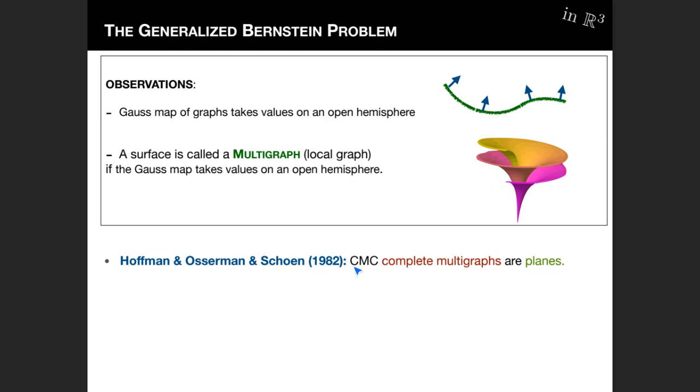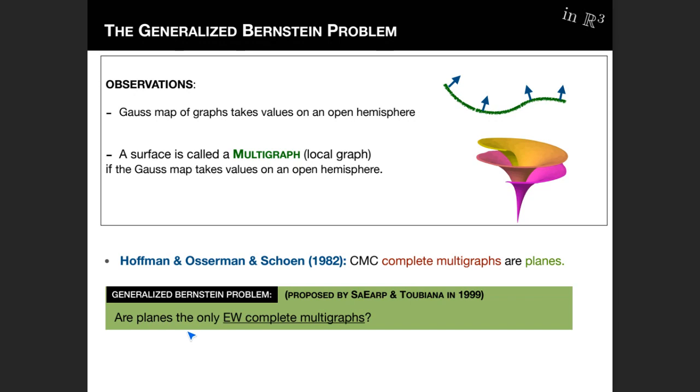Here, the non-zero mean curvature case is actually a non-trivial situation. And so it leads us to this new problem. This is what we have called the generalized Bernstein problem that was proposed by Sa Earp and Toubiana in a paper in 1999. So is this theorem still true?